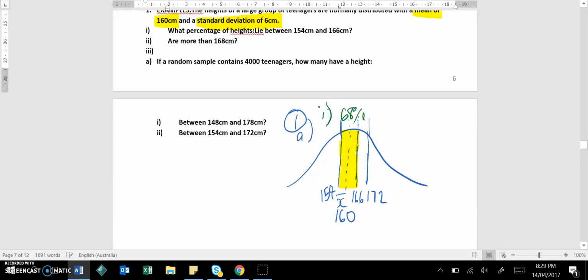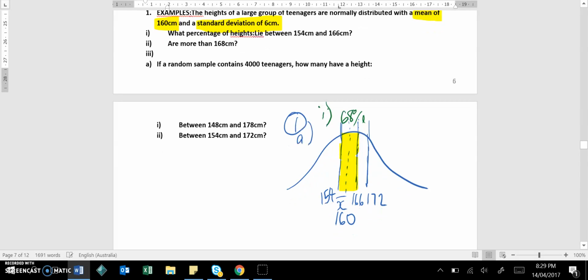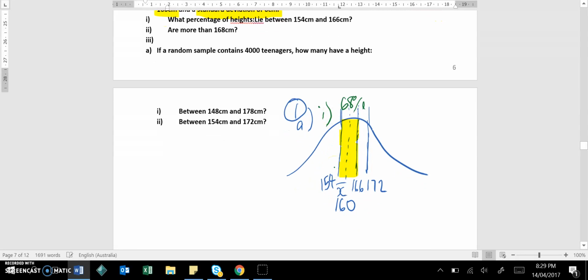The second part says, what percentage of heights are more than 168 centimeters? So this one's actually a little tricky because you'll notice it goes up to 166 here. So 168 is going to be in here somewhere, approximately. So we might say that's where 168 is, approximately.